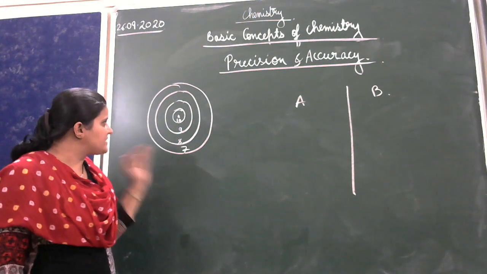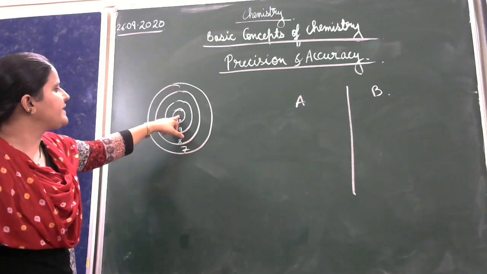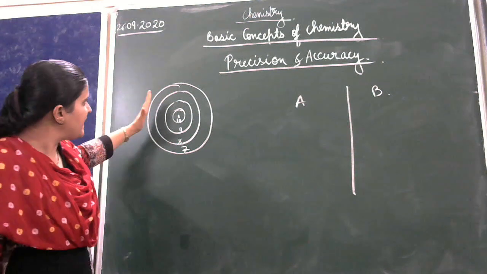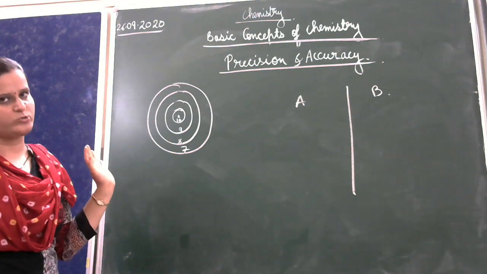Okay. So this is a game in which A and B are two archers. They are going to aim at this point. And as they deviate from the center point, the points are going to be reduced.